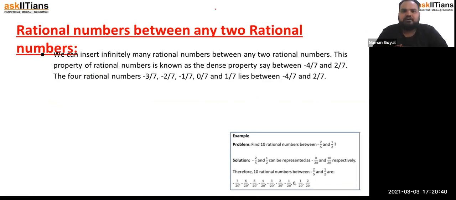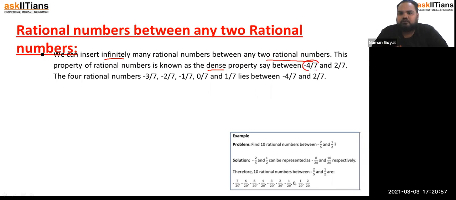So the first topic is rational numbers between any two rational numbers. Between any two rational numbers we can insert infinitely many rational numbers. This property of rational numbers is known as the dense property.